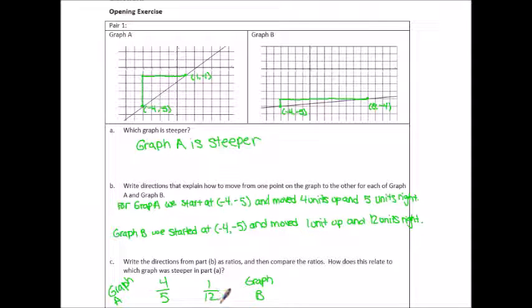So if we compare these, 4/5 is greater than 1/12, and then if we look at the graphs, we can tell that graph A is steeper, so we have a bigger ratio for graph A. And since graph B has less steepness, the ratio is smaller. So let's go ahead and move on.